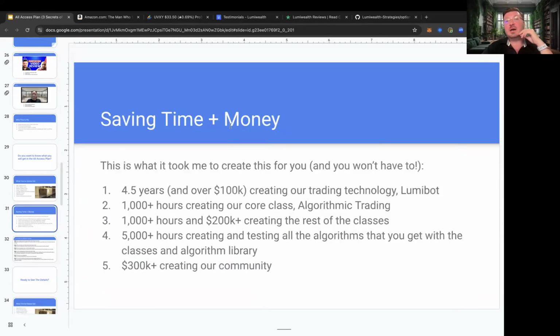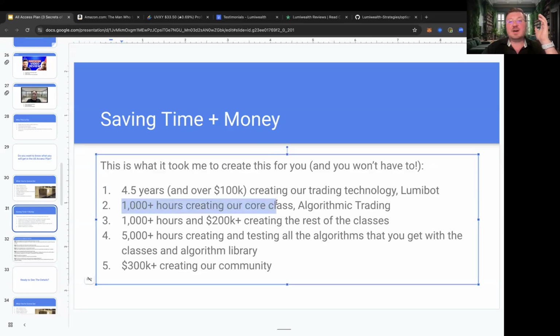So in other words, what does this provide to you in a different context? This is what it took to create this for you, and this is what you don't have to do. It took almost 5 years now, and over $100,000 creating our trading technology. It's called LumiBot. It's gotten very, very good. It's become one of the most popular trading technologies in the world right now. We spent lots of time and money building this thing out. That is available to you as part of this course, so we'll teach you how to use it.